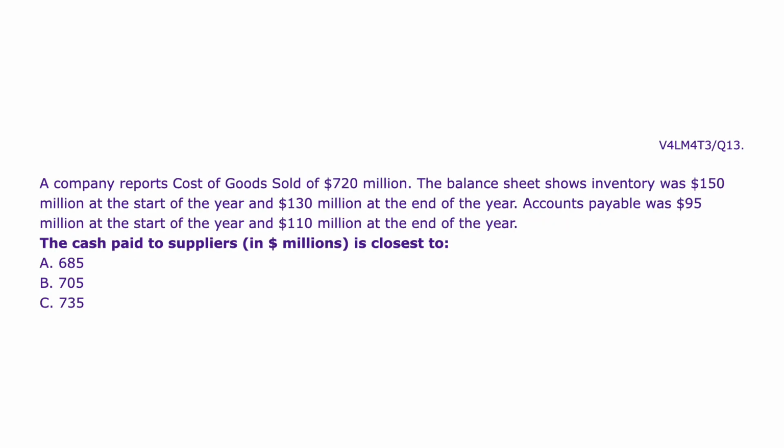A company reports cost of goods sold of $720 million. The balance sheet shows inventory was $150 million at the start of the year and $130 million at the end of the year. Accounts payable was $95 million at the start of the year and $110 million at the end of the year. The cash paid to suppliers in $ millions is closest to A. 685, B. 705, C. 735.